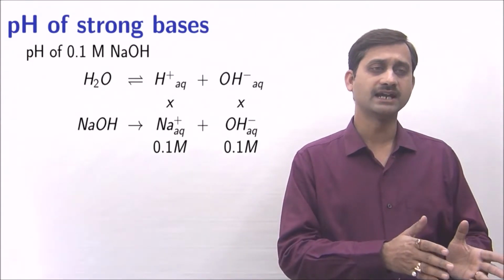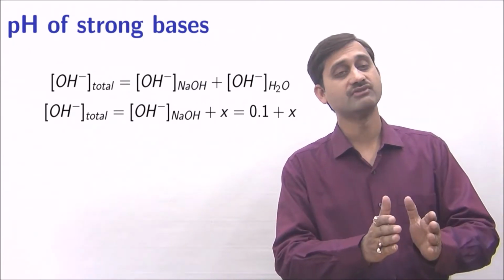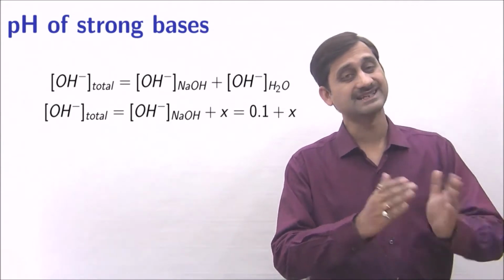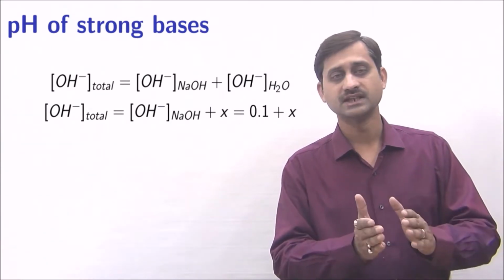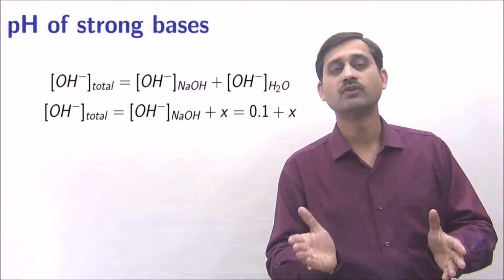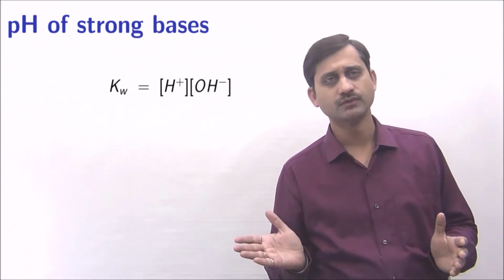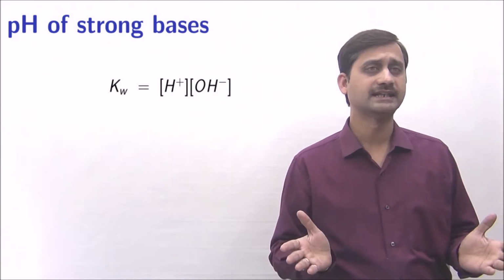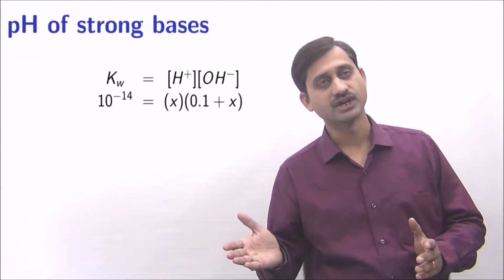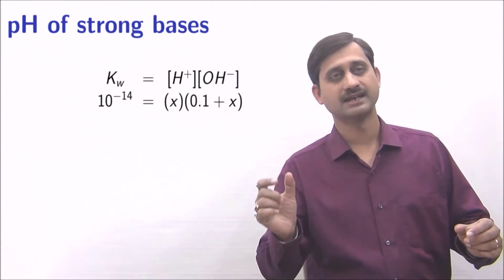The concentration of hydroxide ion total will be the concentration of hydroxide ion from sodium hydroxide plus the concentration of hydroxide from water. Here it becomes the concentration of hydroxide from NaOH plus X, that is from water, that is equal to 0.1 molar, the concentration of sodium hydroxide, plus X, the contribution from water. Kw is equal to the concentration of H plus into concentration of OH minus. If we take the temperature as 298 Kelvin, then 10 raised to the power minus 14 is equal to the concentration of H plus multiplied by the concentration of OH minus. In this case, it becomes X multiplied by 0.1 plus X.